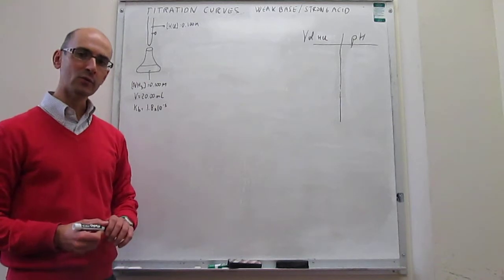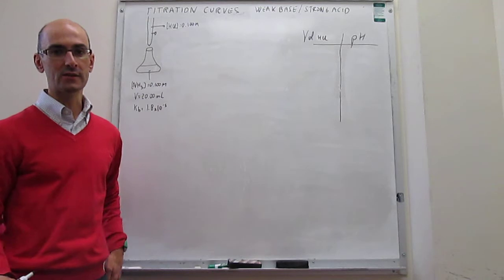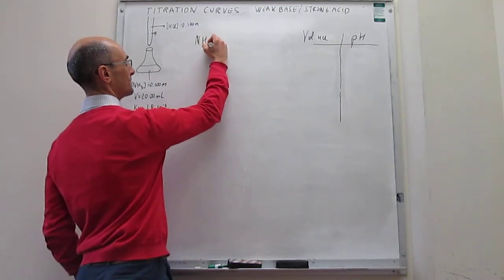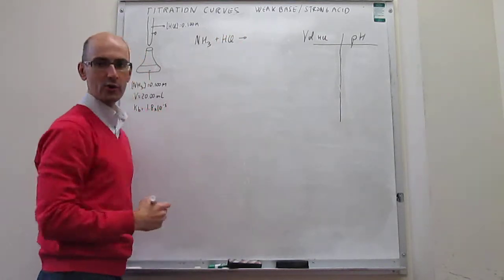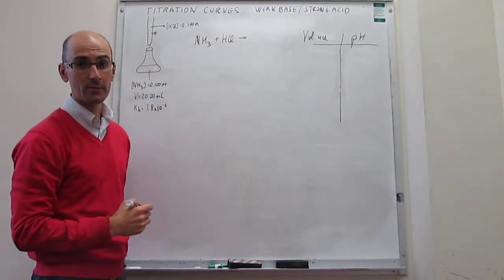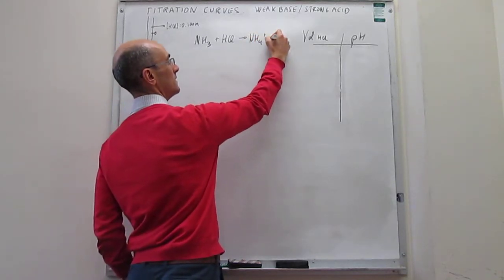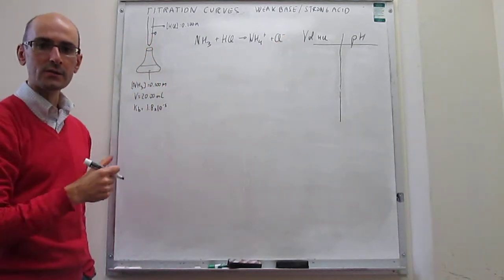All right, the first thing to consider here is the reaction that takes place between the weak base and the strong acid. Right, so that is the weak base, ammonia, which you're going to react with the strong acid, hydrochloric acid, to generate the conjugate acid of the base, ammonium, and then chloride ions. Okay, so that is the reaction at play during titration.